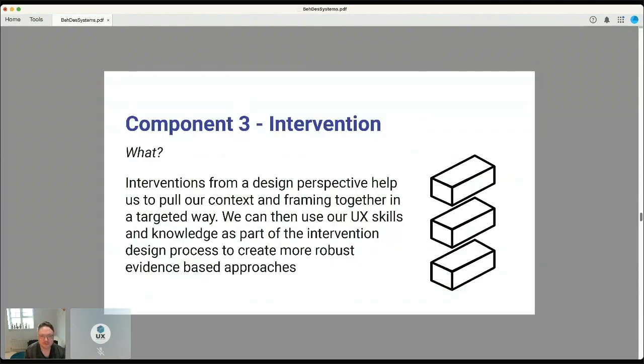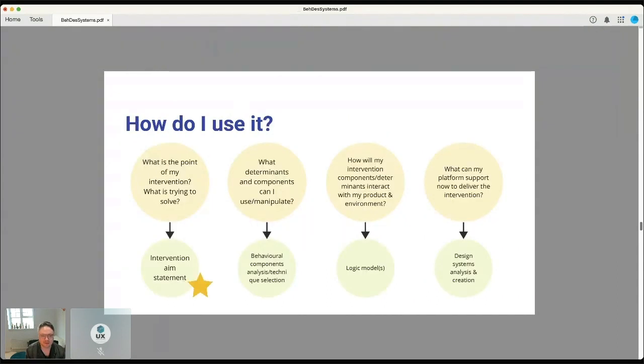Okay, component 3, what's this? Well, it's about intervention design. So if you are an immensely skilled intervention designer, then probably stick to your own process. But for those of us that are trying to work between the worlds of behavioral science and user experience, there's a bit more nuance to it in my personal opinion. So this component's about intervention design. Interventions, from a design perspective, really help to pull the context and the framing together in a targeted way. We can then use our own UX skills and knowledge to create more robust evidence-based approaches.